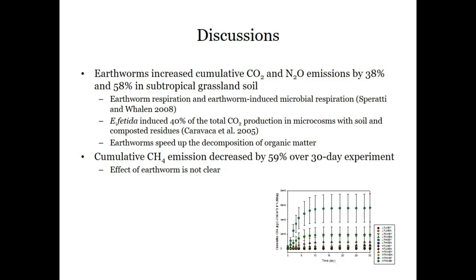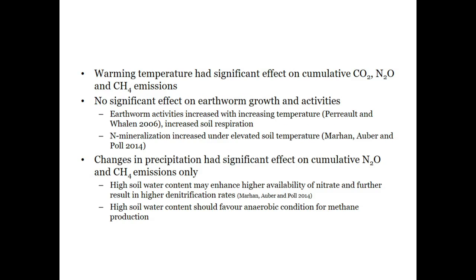However, when we look at the methane emission, in this study, it decreased by 59% over the 30-day experiment. However, the effect of earthworm is not that clear because the fluctuation of the cumulative emission is quite high, so maybe further study is needed. So warming temperature had a significant effect on the cumulative emissions, but no significant effect on the biomass loss. And changes in precipitation only have an effect on N2O and methane, because higher soil water content can enhance the availability of nitrate and also a higher denitrification rate.